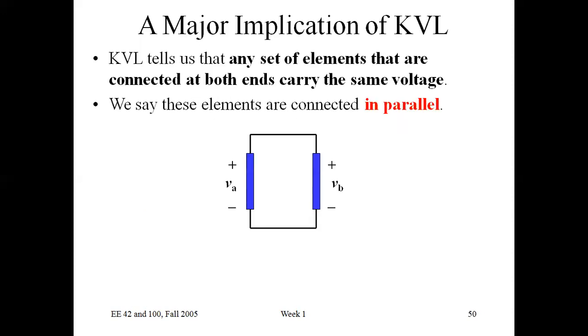A major implication of KVL tells us that any set of elements that are connected at both ends carry the same voltage. What is it? Any set of elements that are connected at both ends carry the same voltage, meaning these are in parallel. So we say these elements are connected in parallel, and whenever they are in parallel, the voltage drop across those elements is the same, but the current flowing through them is different.